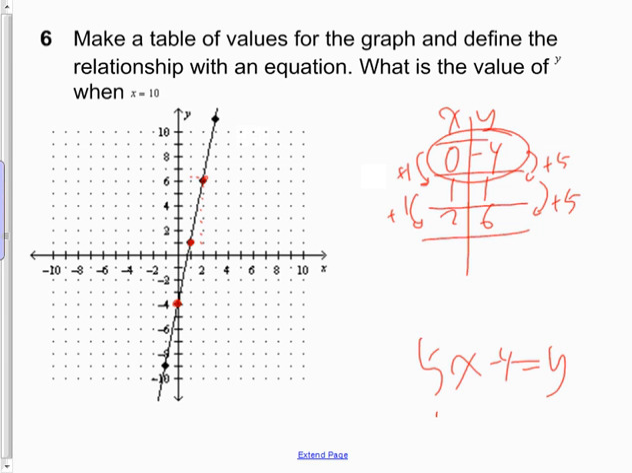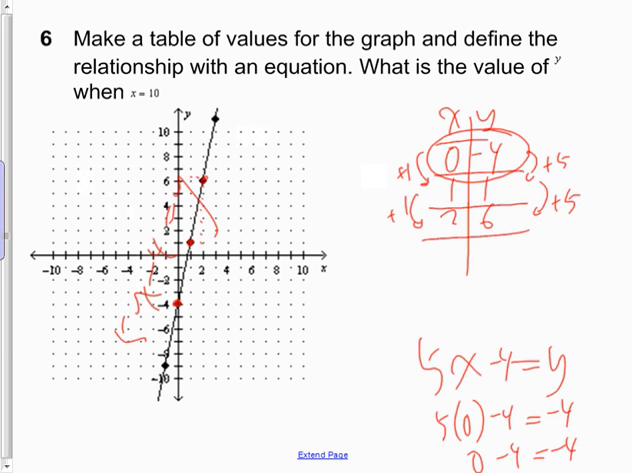If you don't believe me, you could substitute in. So when x is 0, y is negative 4. 0 doesn't equal negative 4, but if I put that negative 4 in, it keeps it balanced, right? So the equation that defines that line, I can write it right on it, is 5x minus 4 equals y. Every point on that line will fit into that equation.